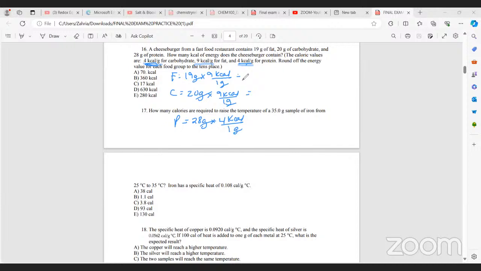So for the fat, you got 19 times 9. Let's look up our calculator. 19 times 9, you get 171 right here. For the carbs, you've got 180. And for your protein, that's 28 times 4. Let's see what that's equal to. 28 times 4. That's equal to 112.